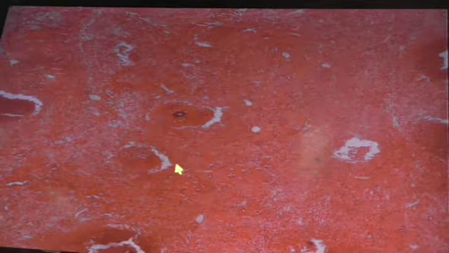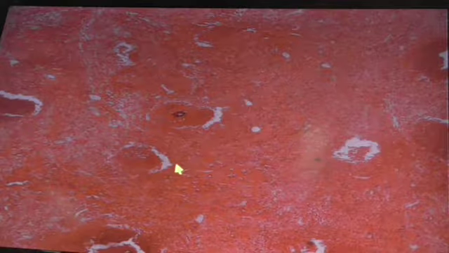Okay, now where would the blood be? Where's the blood? Dermis or epidermis? Dermis, okay.